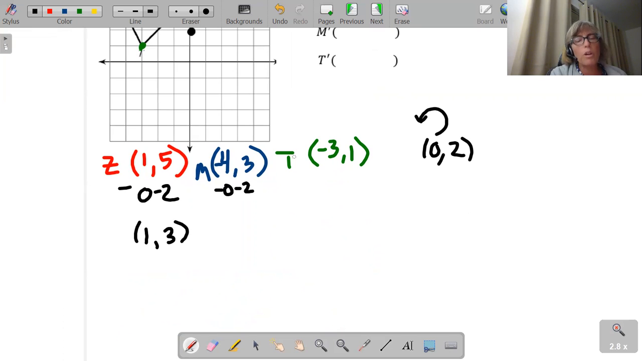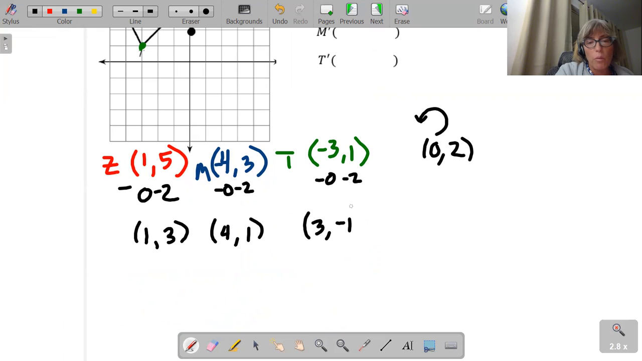If this was a negative point, double negative would make a positive. So that's 4 minus 0, that's still 4. 3 minus 2, that's 1. We're subtracting 0, and we're subtracting 2 here. And we get negative 3 minus 0 is negative 3. 1 minus 2 is negative 1. Okay, that's step 1, is you take that point away.